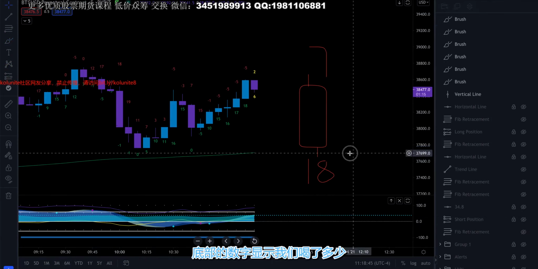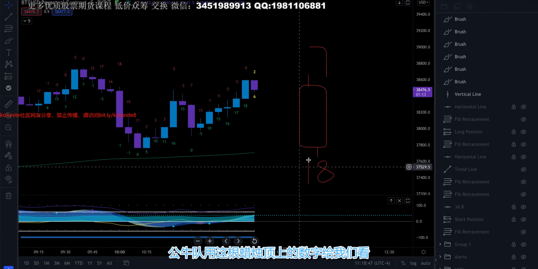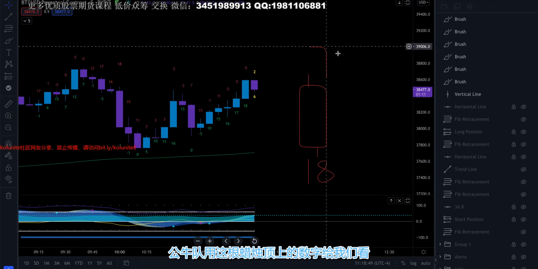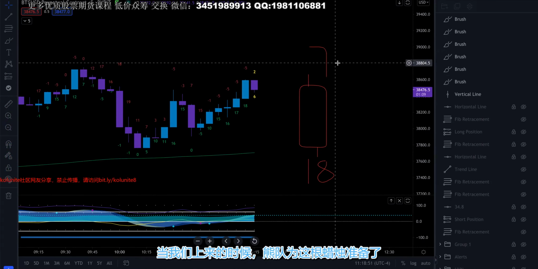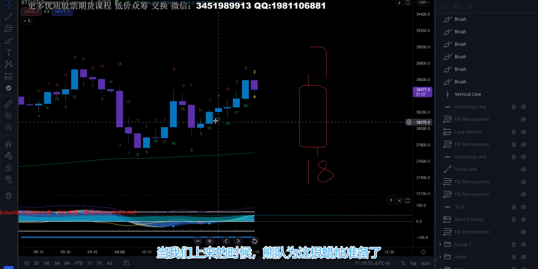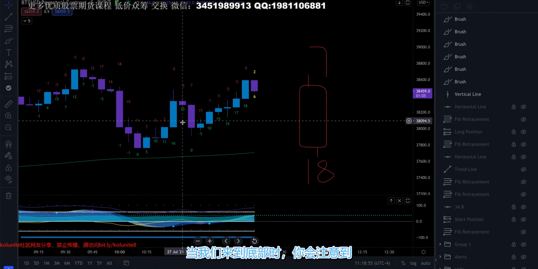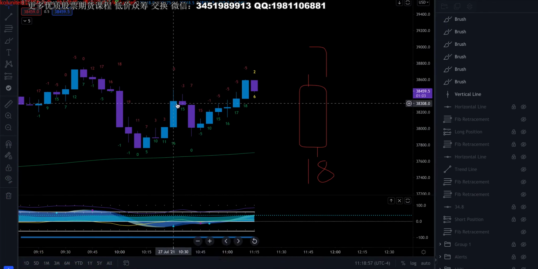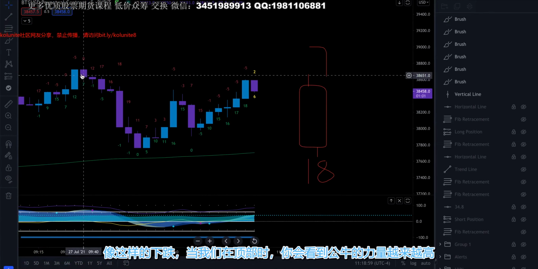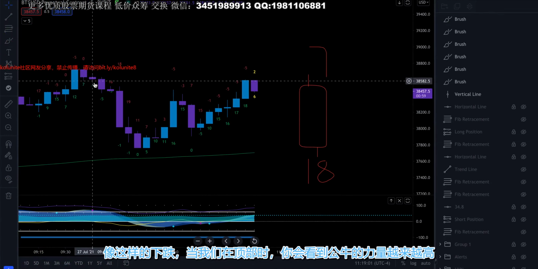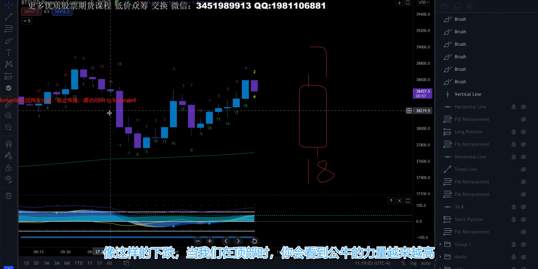The number on the bottom is showing us how much strength the bulls have for this candle. The number on the top is showing us how much strength the bears have for this candle. As we're coming up, you will notice that as we come down to the bottom of a dip, like right here, you will be able to see the bull strength getting higher, okay?